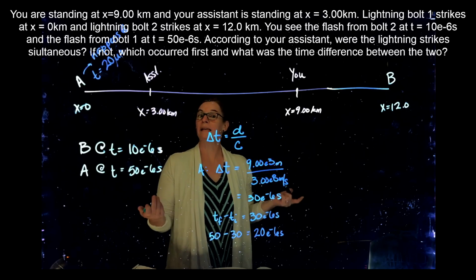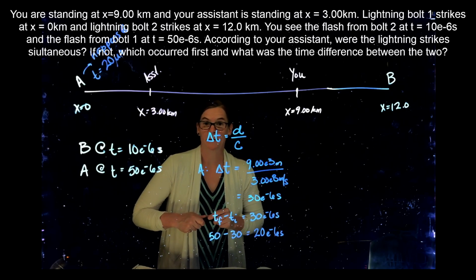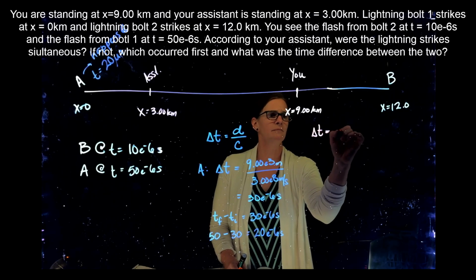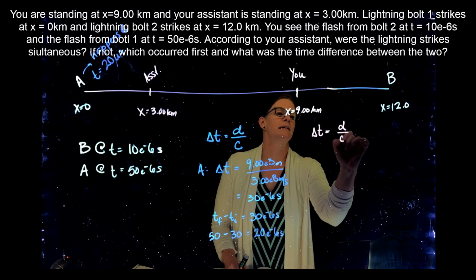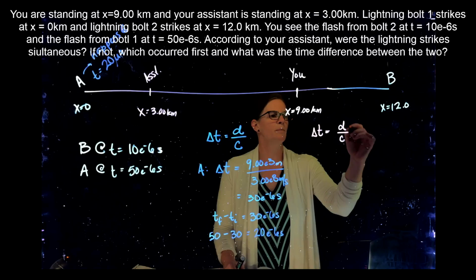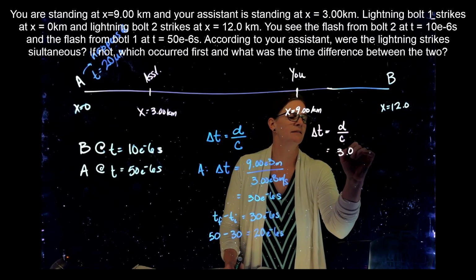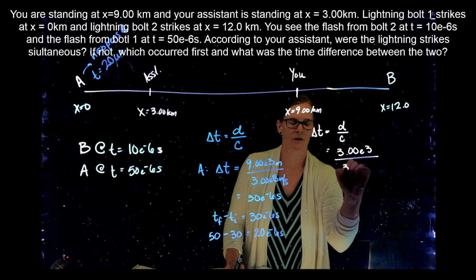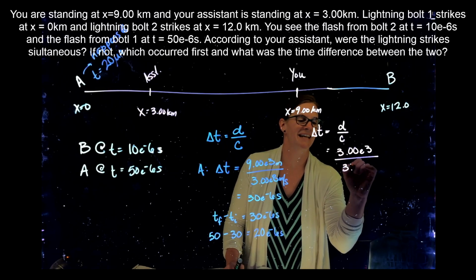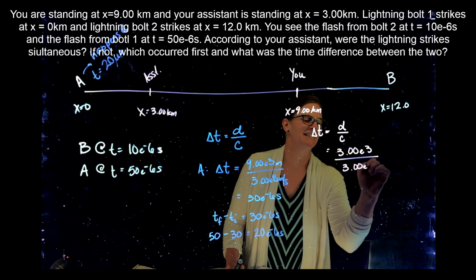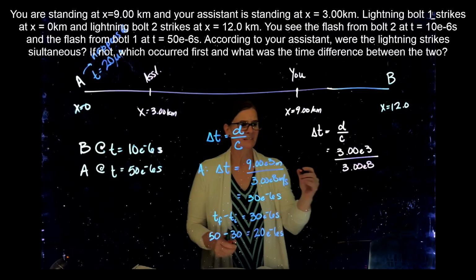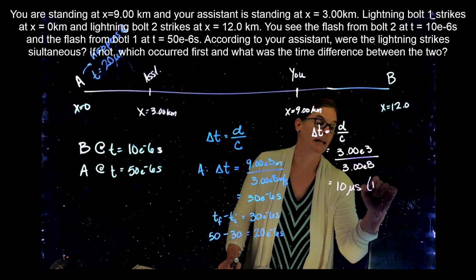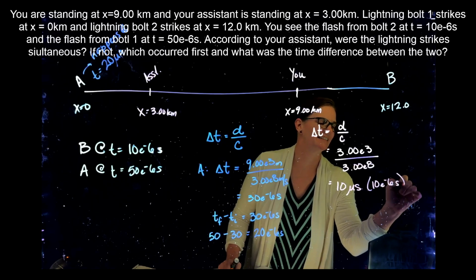Well, what about lightning bolt B? Does it also happen at T equals 20 microseconds? Let's check it out. We know the change in time for lightning bolt B is going to be the distance lightning bolt B travels divided by the speed of light. Lightning bolt B travels 3 times 10 to the 3rd meters, 3 kilometers, over 3 times 10 to the 8th meters per second. It takes 10 microseconds, or 10 times 10 to the minus 6 seconds, to get to you.